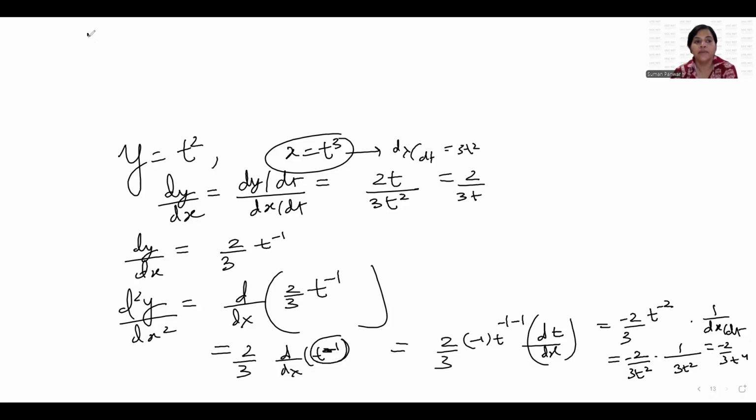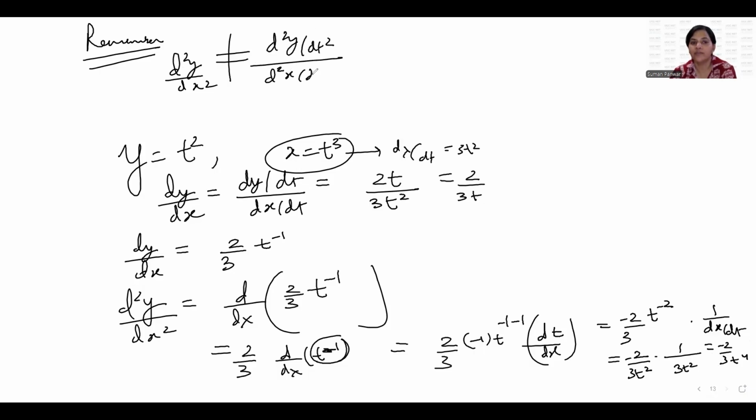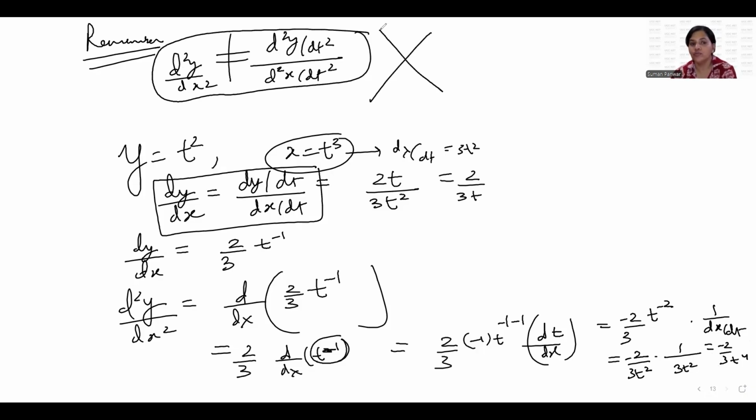Now, please remember one thing. d2y by dx2 is not equal to d2y by dt2 divided by d2x by dt2. Please do not make this error. When we are doing parametric differentiation, to calculate the first derivative, this formula is applicable. To calculate the second derivative, this formula is not true. We have to do it by the chain rule like we have done in this particular question. So this is the basic structure of the methods of differentiation.